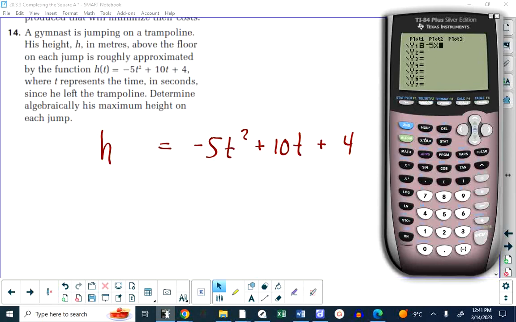Negative 5. Well, I'm using x instead of t, but that shouldn't bother anybody. Plus 10t plus 4. I'm just going to double check to make sure that I have entered everything correctly and it looks fine. And I spent some time outside of class earlier today in the cafeteria with some students talking about how to set up the window settings.